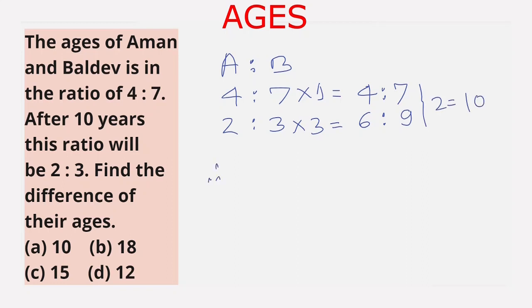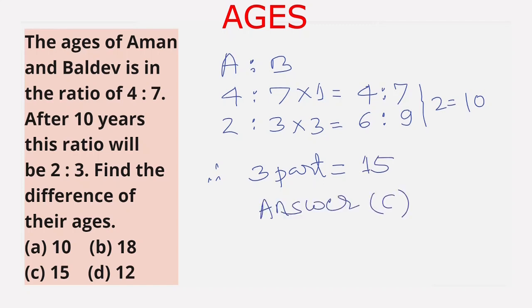So the age difference between them is 7 minus 4, which is 3. So 3 parts equal to, as 2 parts was equal to 10, therefore 3 parts is equal to 15. This way the age difference comes out to be 15. And from the given options, our answer is option C, 15. I hope you have understood this solution.